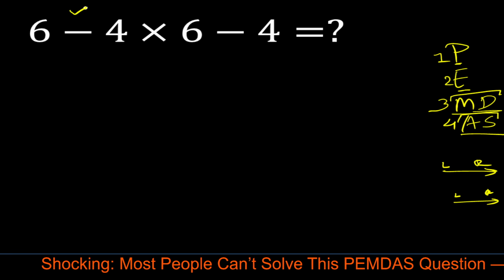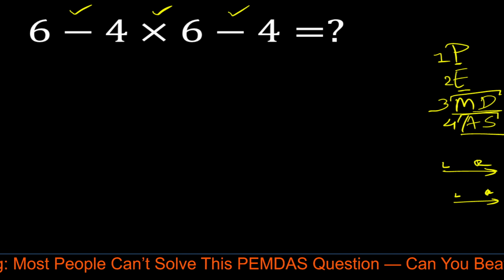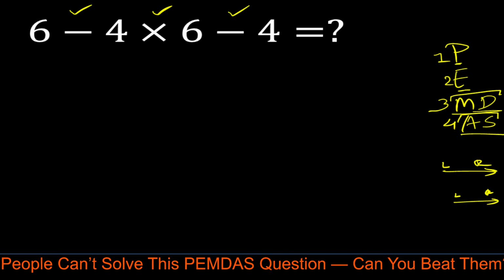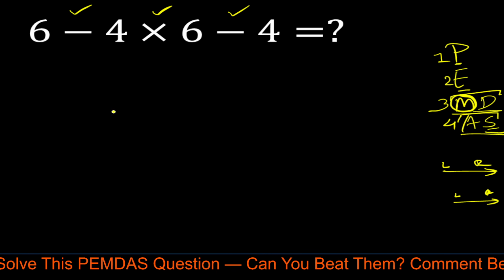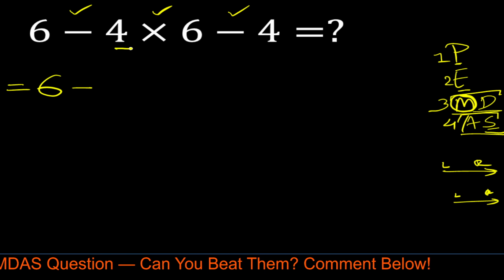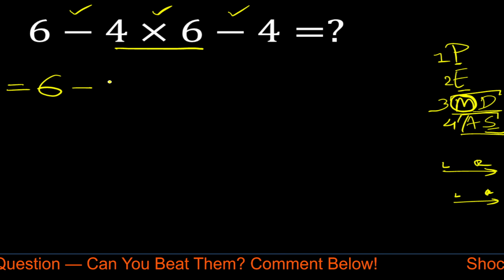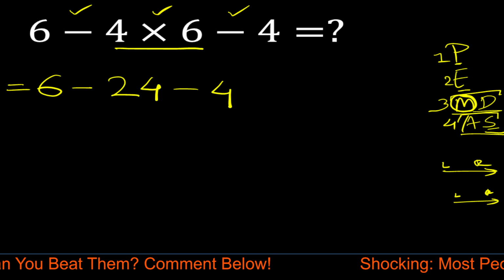So in this question, here we have one subtraction, here multiplication, and here we have one subtraction, right? So according to the PEMDAS rule, first we have to solve multiplication, then we have to solve subtraction, right? So now 6 minus, now solve this multiplication, 4 times 6 is equal to 24 minus 4, right?